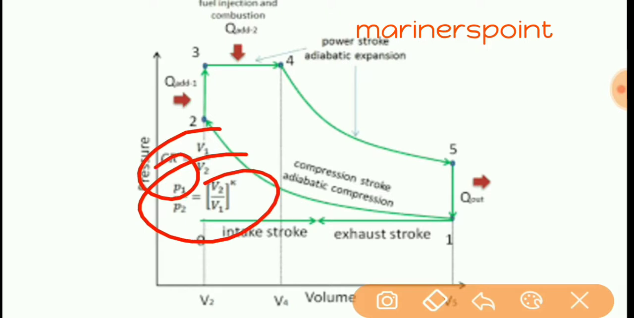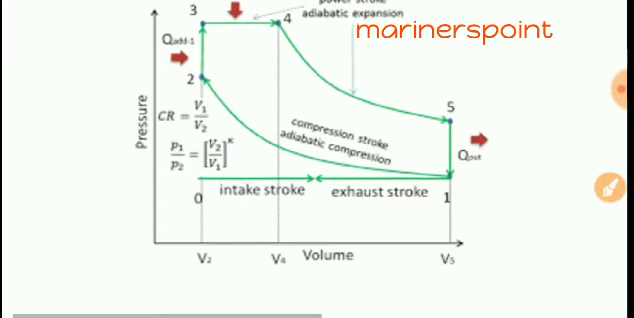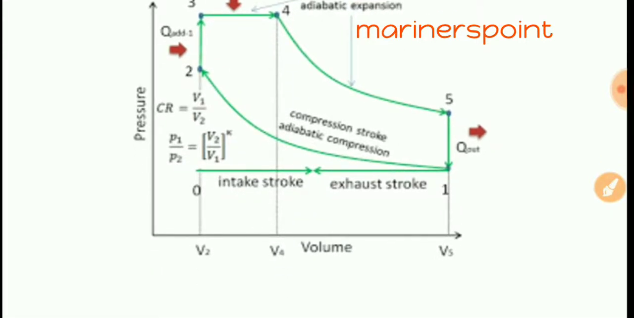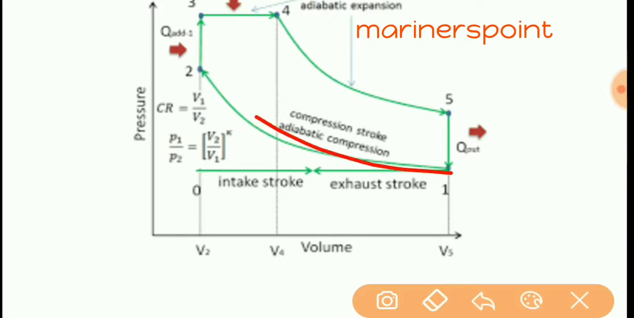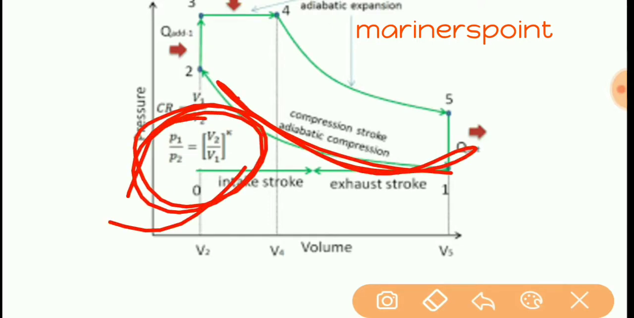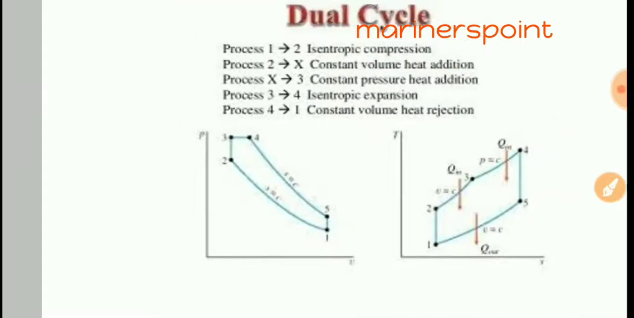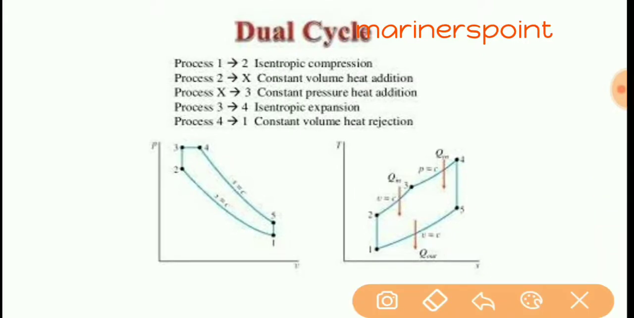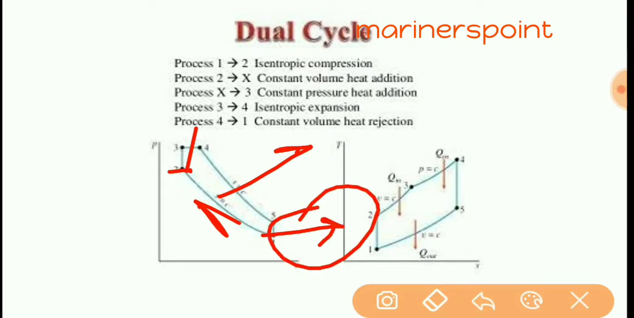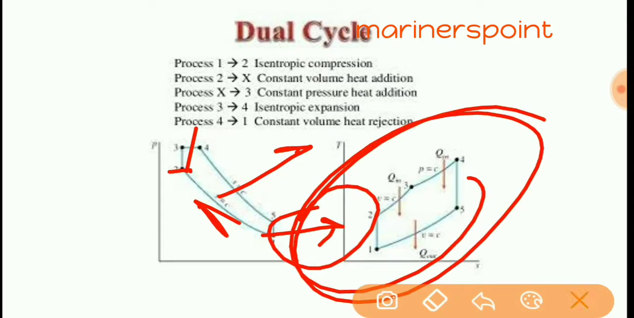Compression ratio you can remember as V1 by V2. Here where compression takes place, it is V1 by V2. And this graph, you can remember the equation. In the dual cycle, simple: isentropic compression, constant volume heat addition, constant pressure heat addition, isentropic expansion, and heat rejection at constant volume. This is all about the dual cycle.